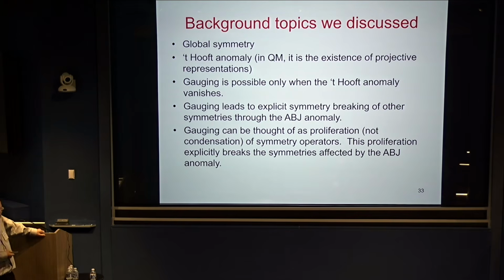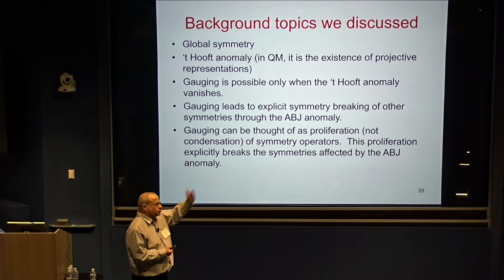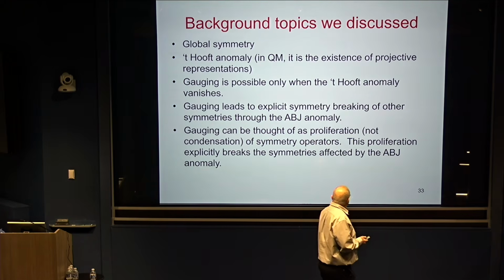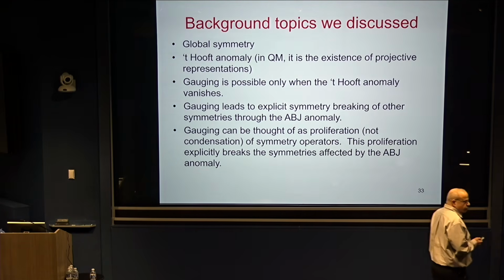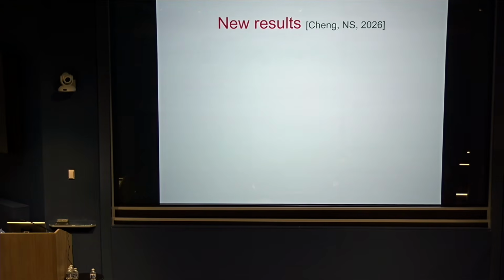And then we said that gauging can be thought of as proliferation of the symmetry operators. That's kind of obvious. We just sum over the transition functions. And this proliferation explicitly breaks the symmetry a la ABJ. So what's in gauging is the ABJ anomaly in the proliferation picture is just adding terms to the Hamiltonian. And we had similar discussion for higher form symmetries and their gauging. And then in the second half, I had new results.